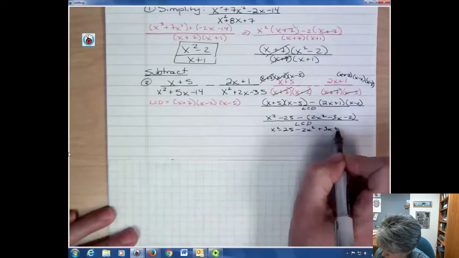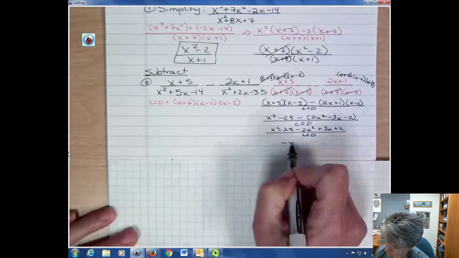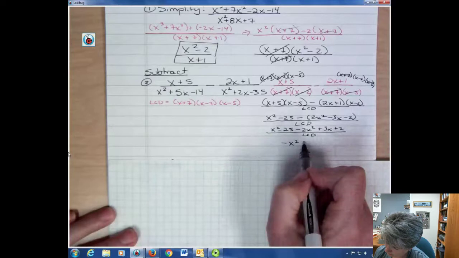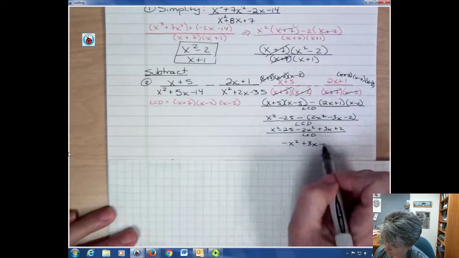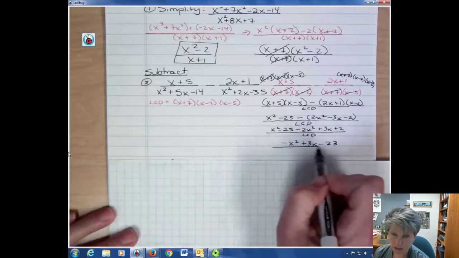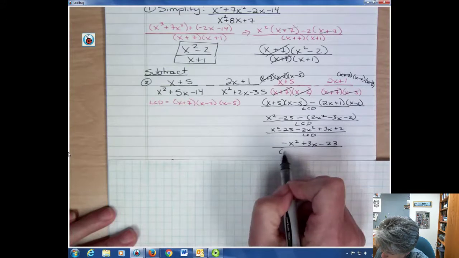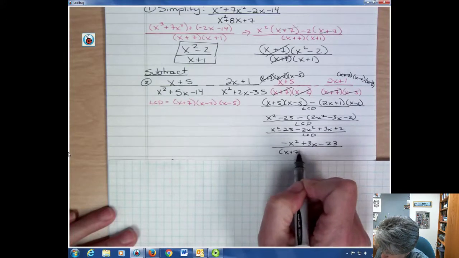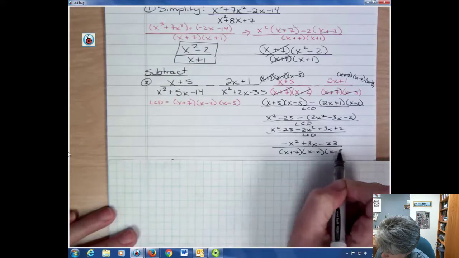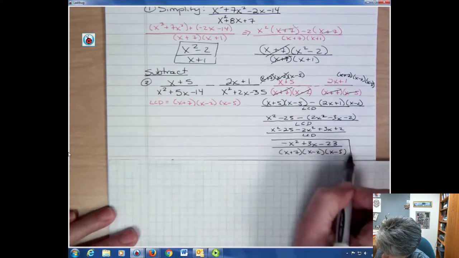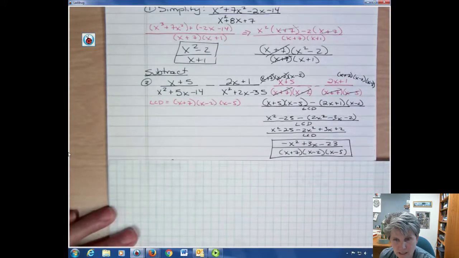whole thing over LCD. x squared minus 2x squared is negative x squared plus 3x, and negative 25 and plus 2 is negative 23. That cannot be factored, don't worry about it. And your LCD then is back in for the final answer, x plus 7, x minus 2, x minus 5. That's it. Just be careful about distributing that negative. That's the most common mistake.